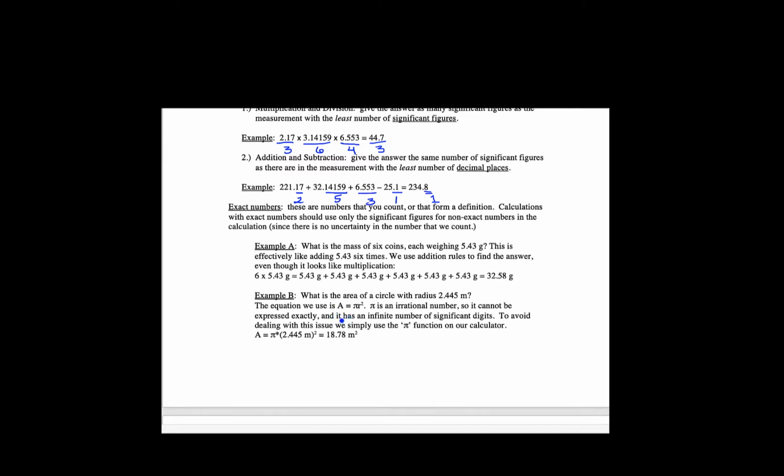Those ones are irrational numbers, and they have an infinite number of significant digits as well. So never allow those numbers to limit the number of significant digits in your answer. So I'm going to go through two examples here.